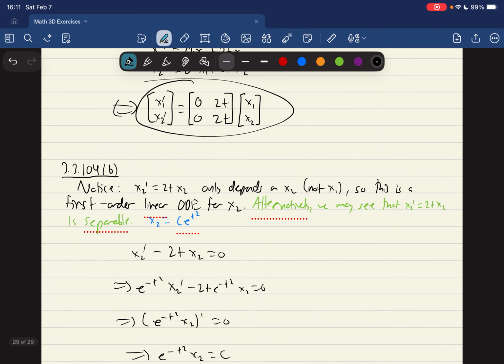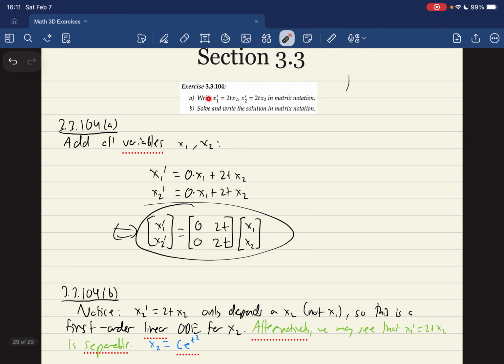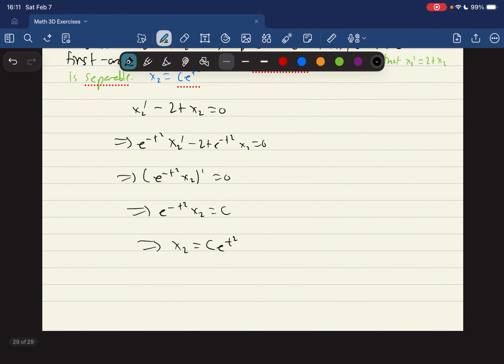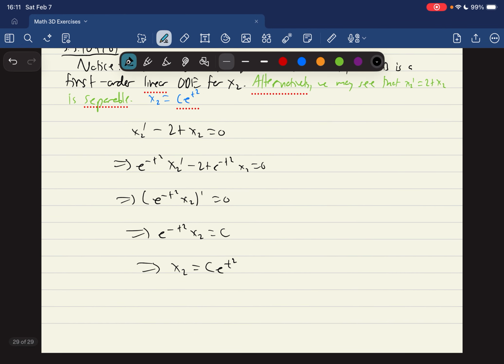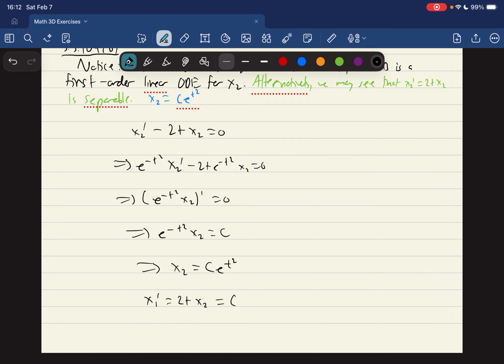So now we know what x2 is. Now let's solve for x1. And for this, we're going to use the other equation. So we know that x1 prime equals 2tx2, but we just found what x2 is. It has to be c e to the t squared. So this is c times 2t e to the t squared. And so then when we integrate, we get, factoring out the c, the integral of 2t e to the t squared dt.